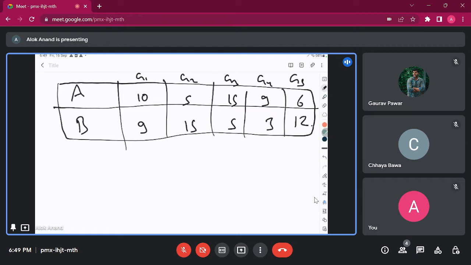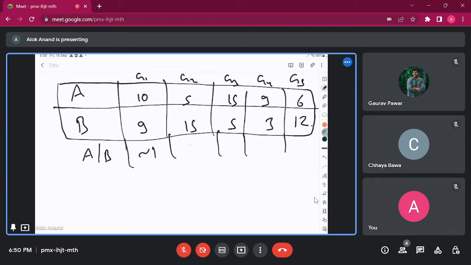ठीक है, अब यहाँ पे देखो ध्यान से, ठीक है? Now gene 1 in A and B. Now what we will try to do basically is that here we will calculate A upon B. We'll calculate A upon B. ठीक है? So 10 upon 9 approximately 1.